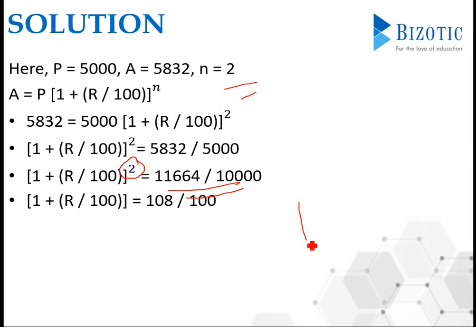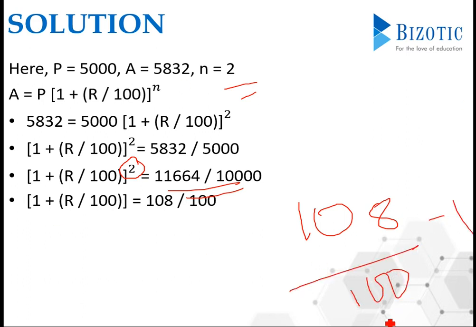So now what I have is 108 by 100. I'll send 1 to the other side, subtracting 1 from both sides. So 108 minus 100 will be 8 by 100. So R divided by 100 is equal to 8 by 100. That will give us the rate of interest directly as 8%.